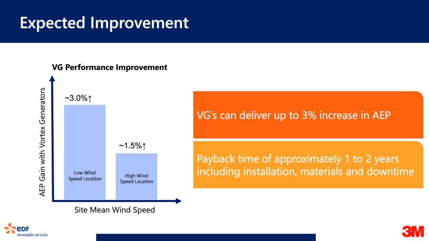And the reason for that is because when we get into those higher wind speeds, the turbines start to pitch out to capture less wind. So at that moment, the VGs have less effect. What does all this mean? It means that our customers are looking at a payback period of approximately 1 to 2 years. This includes the installation cost, the material, and the downtime for that installation.